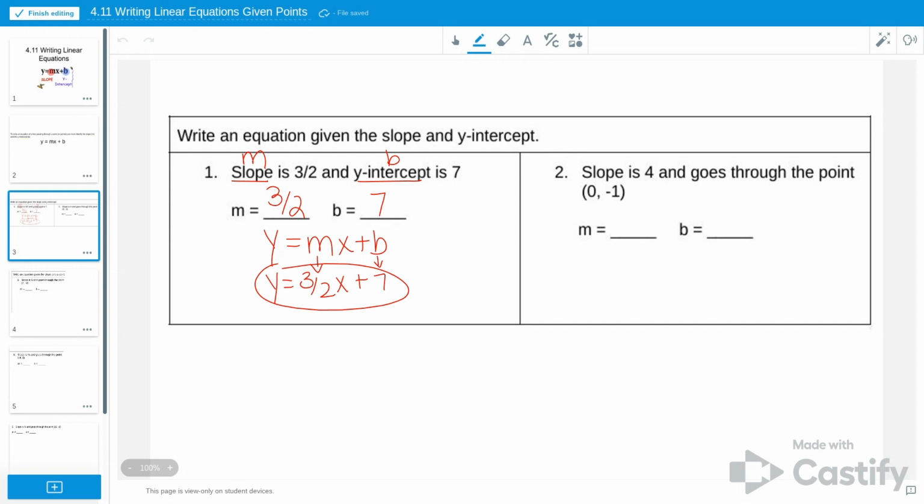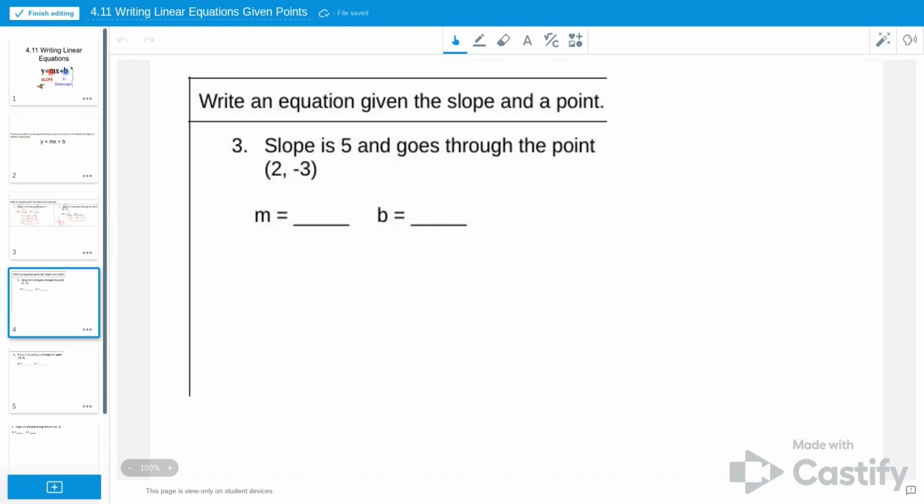Even if I have something over here in number 2 that says the slope is 4, that's still my m, and it goes through the point (0, -1). Well, think about where (0, -1) is. If I were to graph that point, it would be right down here. That would be (0, -1), which means that my b is -1. So I can write that equation again, same way, filling in my blanks. My m is 4 and my b is -1. Now those are pretty basic, pretty straightforward. So let's do some that are a little bit tougher, because why not?